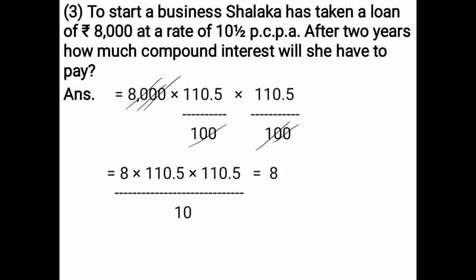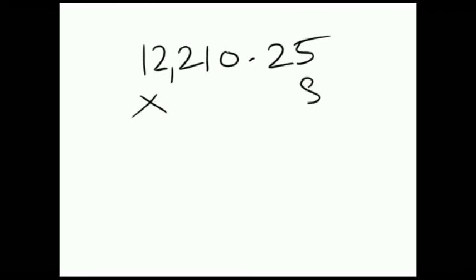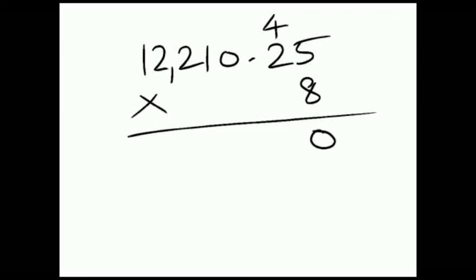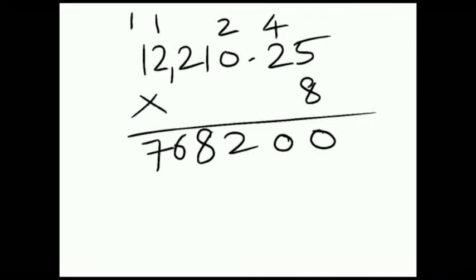That is equal to 8. Let's multiply 110.5 into 110.5. 8 5s are 40. 8 2s are 16. 16 plus 4 is 20. 8 zeros are 0. 0 plus 2 is 2. 8 ones are 8. 8 twos are 16. 8 twos are 16. 16 plus 1 is 17. 8 ones are 8 plus 1 is 9. So decimal point will come before 2 digits.